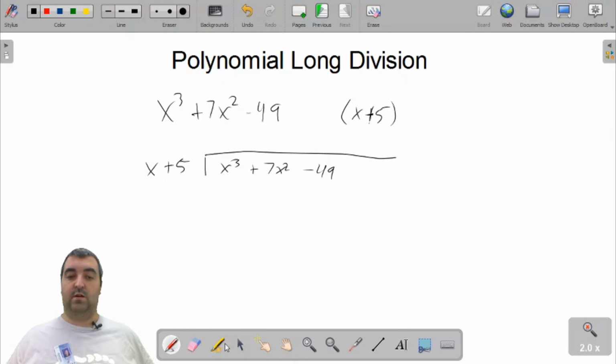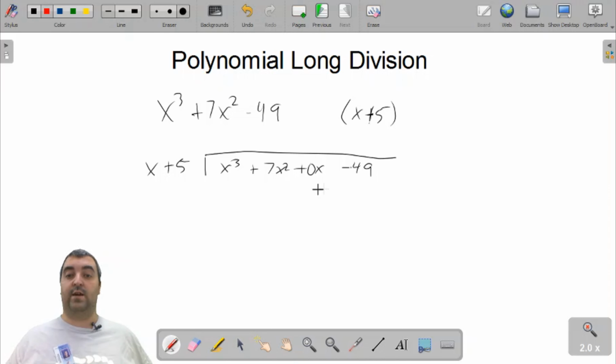Sometimes it's more just for the sake of keeping everything neat. If you're missing a term, like here we have 7x squared and then it goes right to the constant term, you could leave a space or you could put plus 0x. It's nice to have that placeholder there. It's actually not completely necessary, but it might help some of you. So I'm going to put it in.